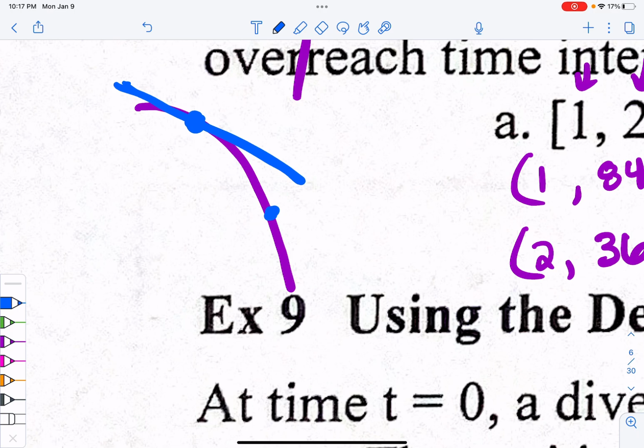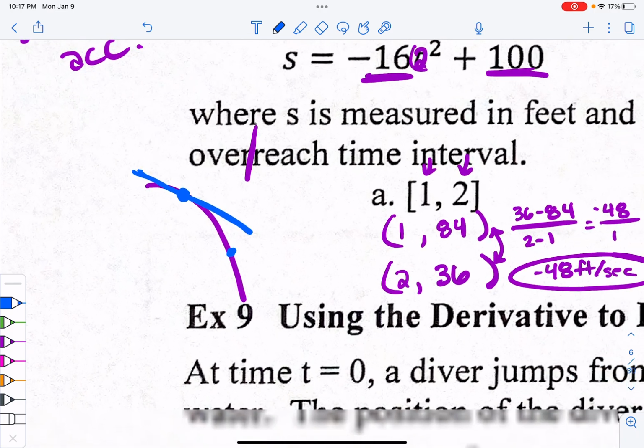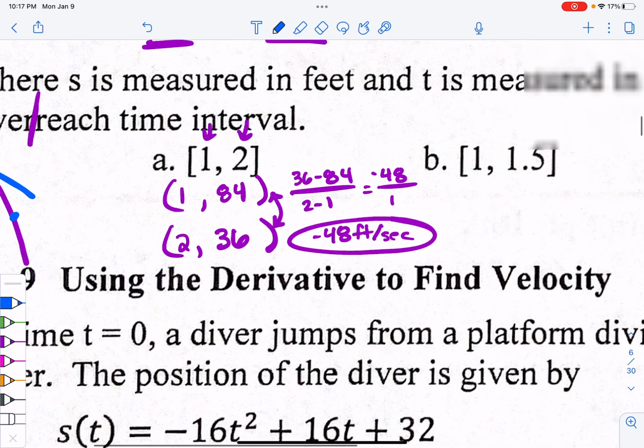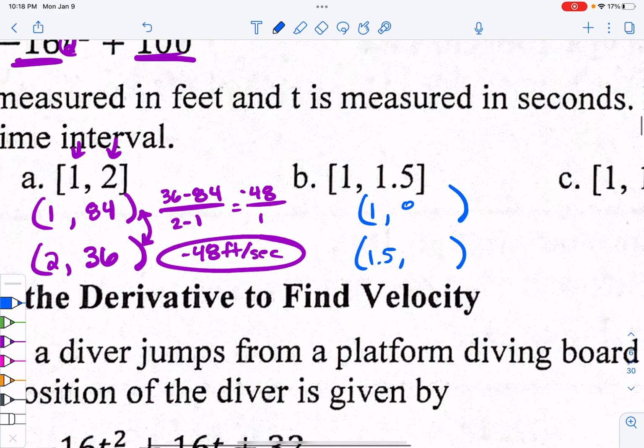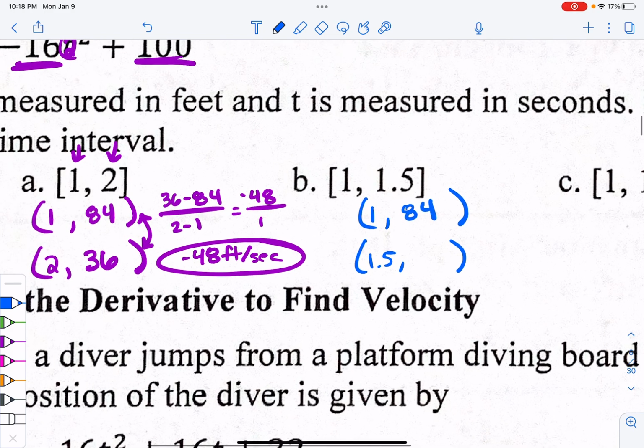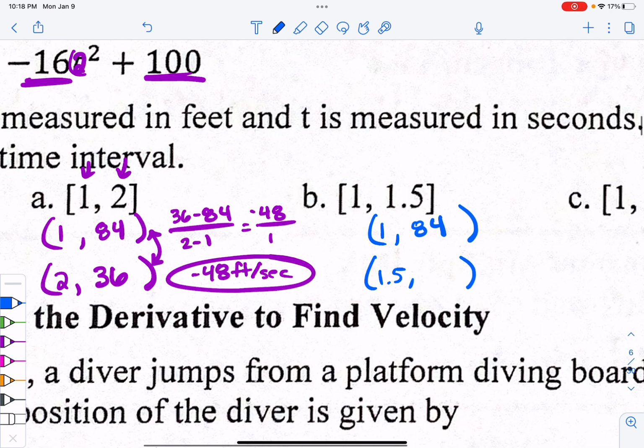So rewind that if that didn't make any sense, and see if listening to it one more time would make sense. Part B is the same thing as part A, 1 comma something and 1.5 comma something. We're just going to find the slope there. So I know 1 is at 84 and 1.5. This is where I don't have, do I have a calculator maybe? Let's see what I've got. Yep, we'll try it. 1.5.